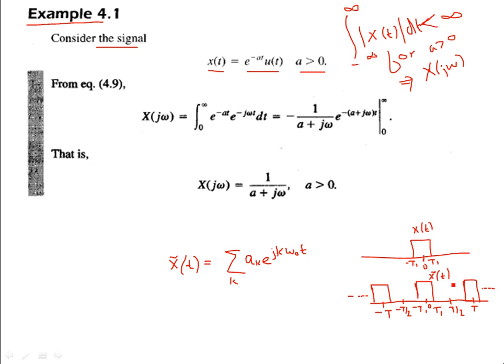So x tilde(t) being periodic, there's no reason why we shouldn't be able to represent this in terms of a Fourier series, given that this periodic signal has just two discontinuities in one period, and those are also finite. It's absolutely integrable, so the series is convergent in that sense. It satisfies the Dirichlet conditions, so the Fourier series is convergent. Fine. Now, what is the relationship of a_k and X(jω)?